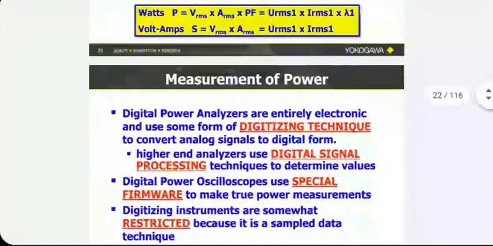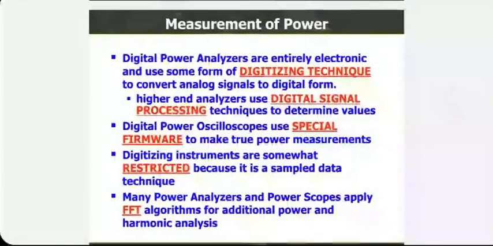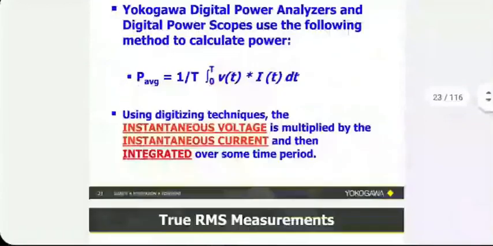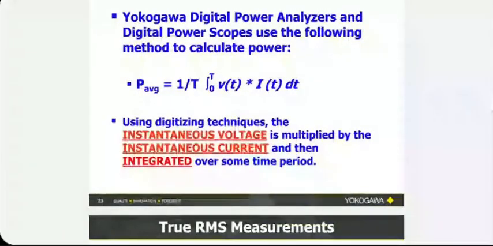Digital power analyzers are entirely electronic. We can imagine that, yes. This is the standard formula for average power. He should have been using small i on the right hand side because instantaneous values are involved, but fine, no issue. This is the formula they use inside the equipment for averaging.